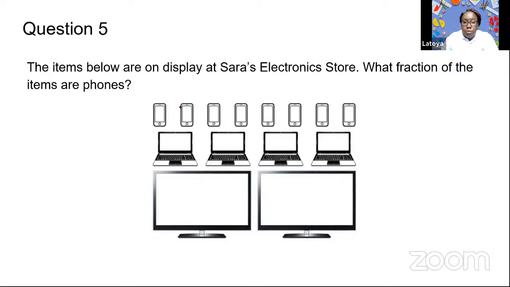Now, in order to know that, let's check how many items we have here. 1, 2, 3, 4, 5, 6, 7, 8, 9, 10, 11, 12, 13, 14. We have a total of 14 items. What fraction of the items are phones? We need to check to see how many phones we have. We have 1, 2, 3, 4, 5, 6, 7, 8. So we have 8 out of 14 phones, and we know our answers must be in reduced form.